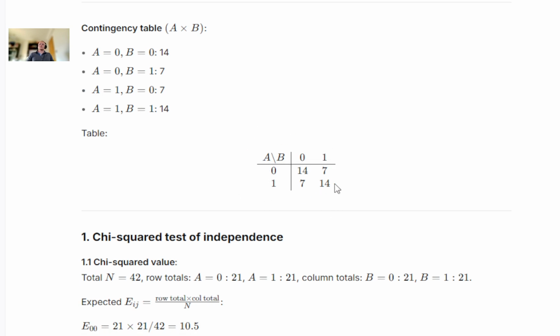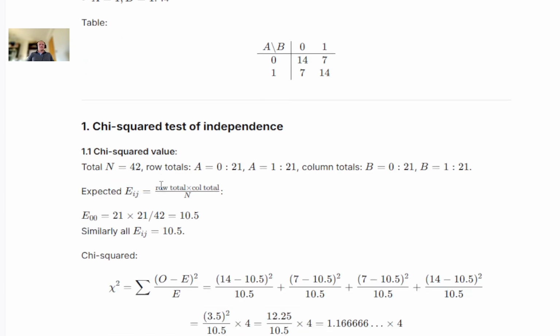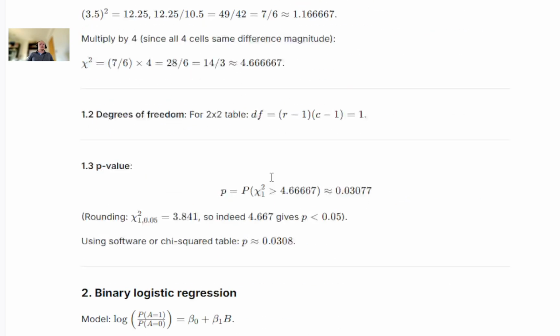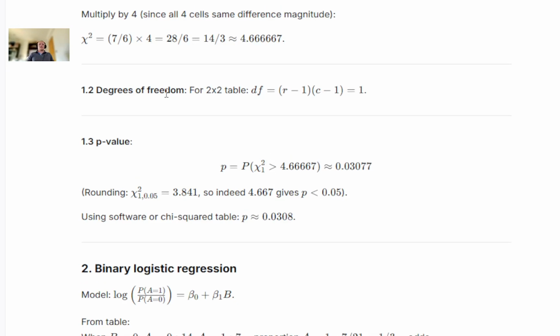All this I have cross-checked with the same kind of output in R and in Jamovi, and this is all correct. Now we get the chi-square value and degrees of freedom. It is in this case 1, because it's the number of rows minus 1 times the number of columns minus 1.